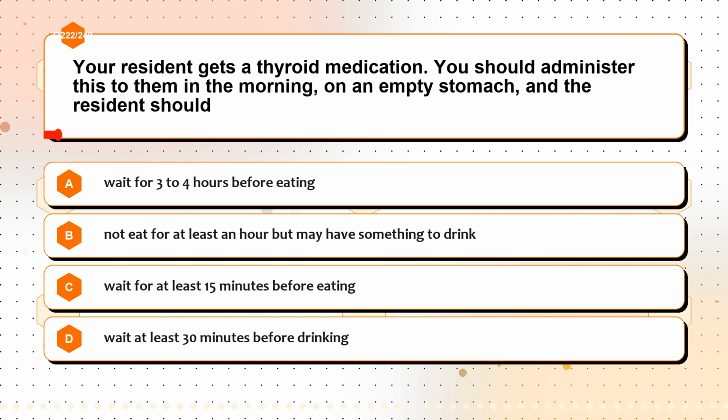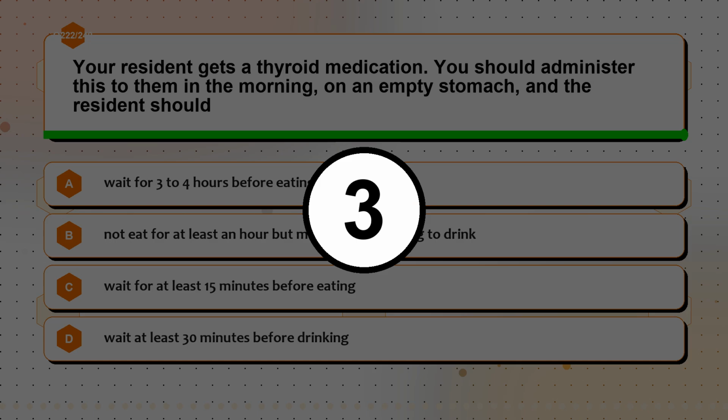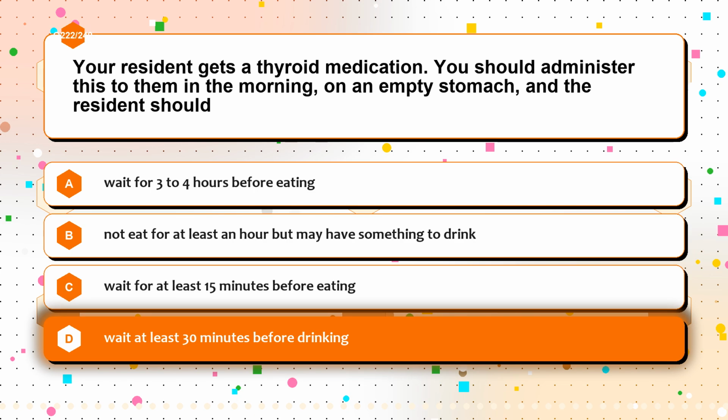Question 222. Your resident gets a thyroid medication. You should administer this to them in the morning on an empty stomach, and the resident should. Here are the options. Option A, wait for 3 to 4 hours before eating. Option B, not eat for at least an hour but may have something to drink. Option C, wait for at least 15 minutes before eating. Option D, wait at least 30 minutes before drinking. The correct answer is option D. Wait at least 30 minutes before drinking.